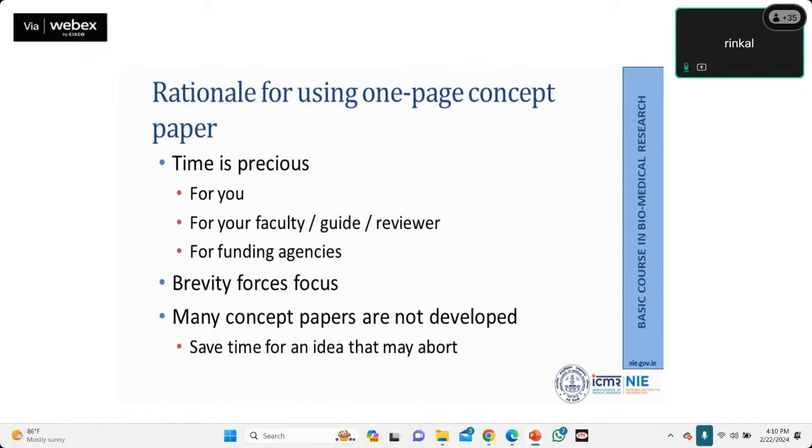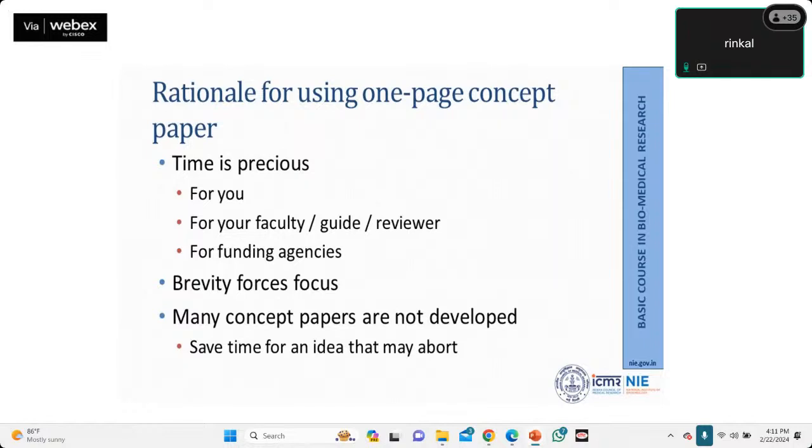Then primarily they can screen at primary level, and your topic can be focused. The agency can reject or accept or give you approval to go ahead with the concept paper, and they may ask you to develop a detailed protocol. So basically this can save the time of the different stakeholders.